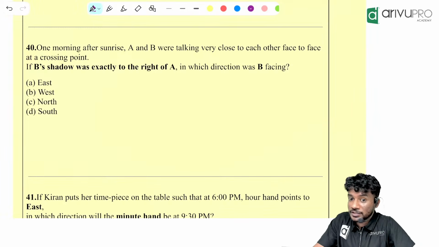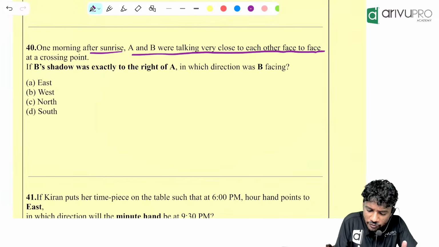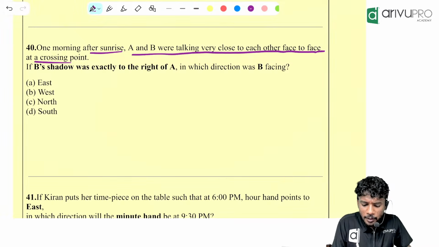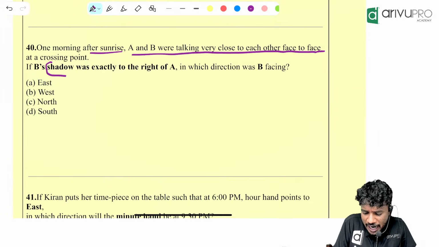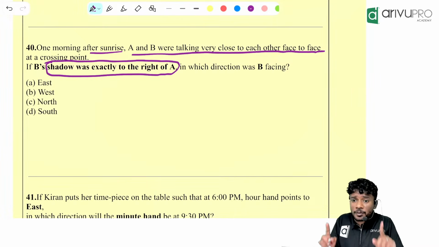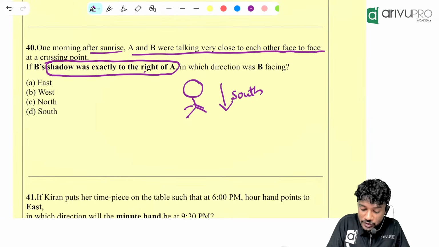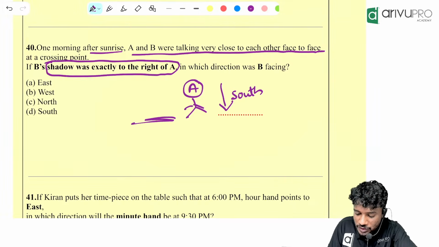Now tell me, very easy question. Shadow based questions are always easy. Never forget that. One morning after sunrise. That means it's a morning question. A and B are talking to each other, very close to each other, face to face at a crossing point. That means they are very close to each other and they are opposite to each other. B's shadow was exactly to the right of A. People, how will you read this? Shadow was to the right of A. When will the shadow be right of a person? In the morning. Shadow will be right of the person means he or she will be looking in which direction? South direction. Whose right hand side? A. So A is looking in the south direction. Why? The shadow is on the right hand side.